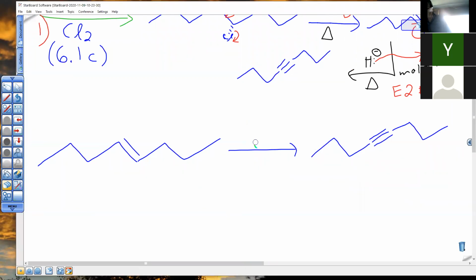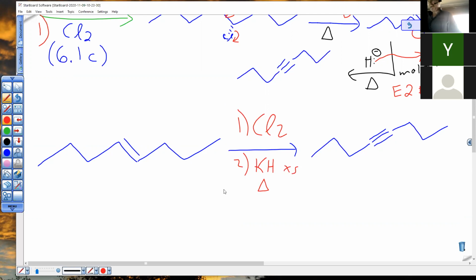Step 1, halogenate it. Chlorine's good, bromine's good. Iodine works too, I'll give it to you. But 1 was halogenate it. We used chlorine, let's use it again. And 2, you just say like KHX and heat. And that's the answer. Box it up, make it a nice blue box. And that's our answer.